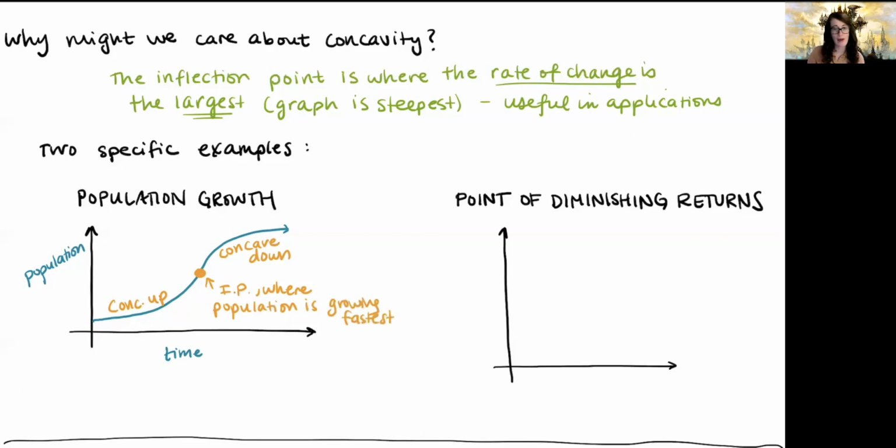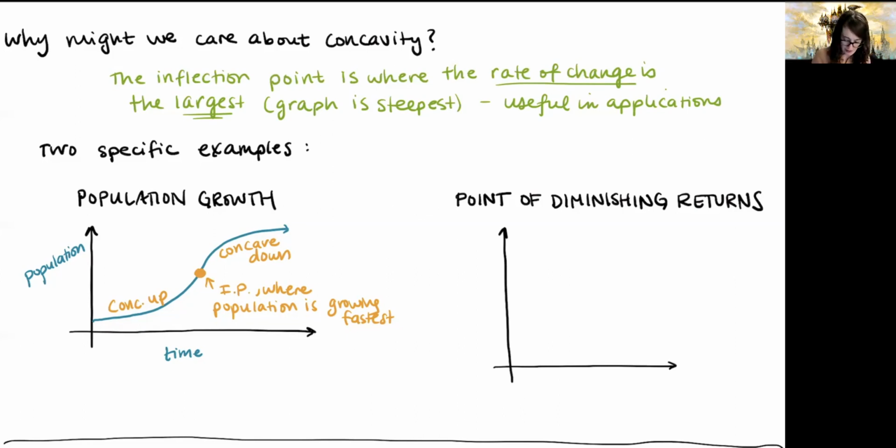Okay, and then right at that point, like right after, it's still growing. It's just not growing as quickly. Okay, so the inflection point is interesting to find. And if you're interested in applications, which of course you are, in this specific context. Another example is point of diminishing returns. So this is an economics application.